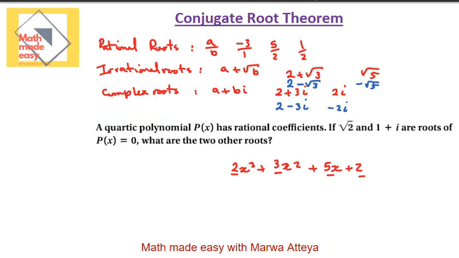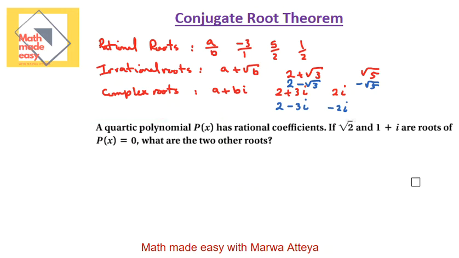Okay, now let's answer the question we have here to get a better understanding of the concept. This question states that a quartic polynomial, quartic means it's of the fourth degree. A quartic polynomial p of x has rational coefficients, and we discussed what is that. If radical 2 and 1 plus i are roots of p of x equals 0.